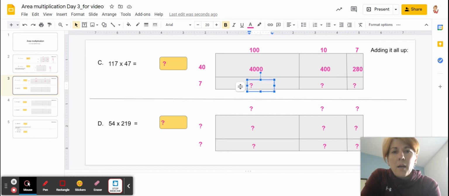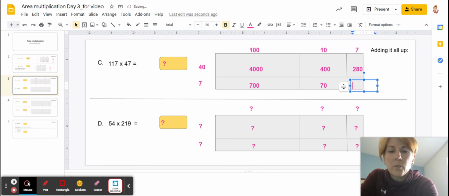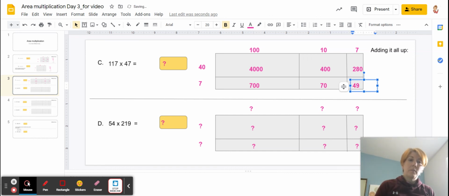Then on this bottom one, that's a 100 times 7. So that top line is 100. So that's going to be 700. Okay. This one's going to be a 7 by 10. So that's going to be 70. And then here is a 7 by 7, which is 49, no shifts, because there's no zeros at the end.